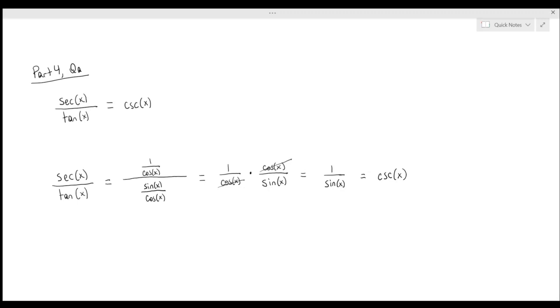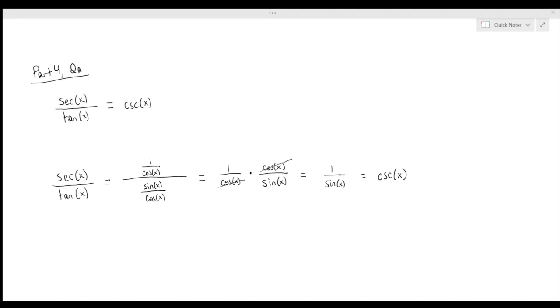Okay. So this example illustrates one possible strategy to these problems, which is converting everything into sines and cosines. Any questions about that? All right.